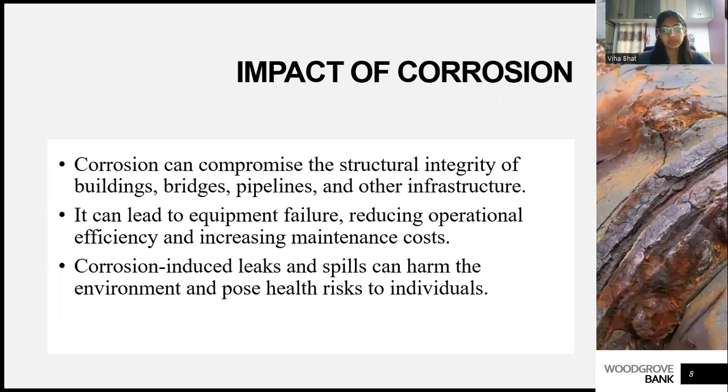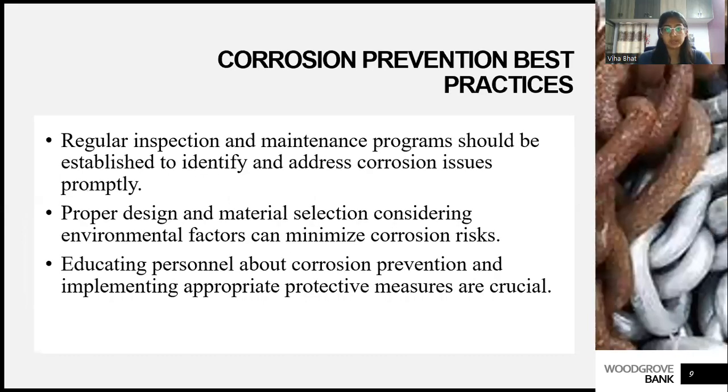Next is the impact of corrosion. So what does corrosion do? This can compromise the structural integrity of buildings, bridges, pipelines, and other infrastructures. So corrosion can basically weaken any infrastructure. This usually causes a lot of destruction over time. It can lead to equipment failure, reducing operational efficiency and increasing maintenance costs. It also induces leaks, spills, and can harm the environment and pose a health risk to individuals.